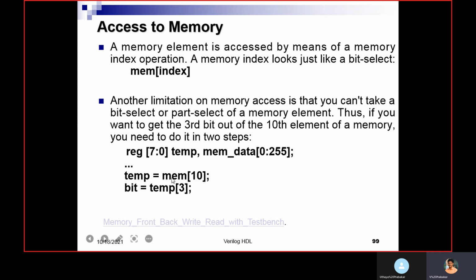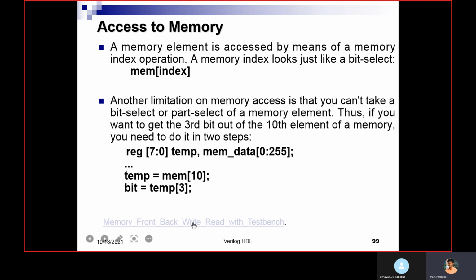To access that, first I need to access the 10th memory location this way: temp = mem[10]. So mem[10] consists of 8 bits, and temp is nothing but 8 bits, so these 8 bits are assigned to temp. Then temp[3] I can select, a part of the memory, and assign that to bit. In this way, we can access a particular bit select or part select of the memory.